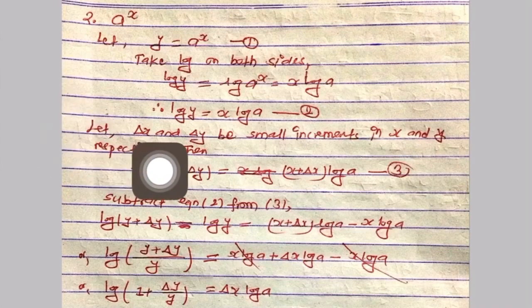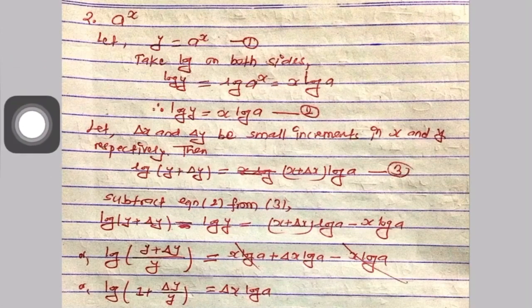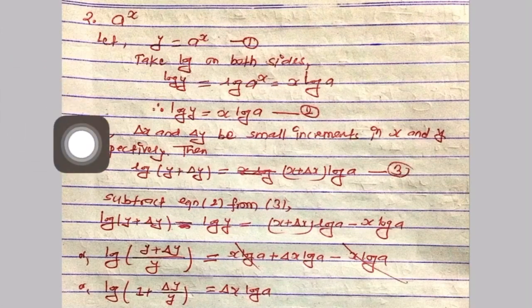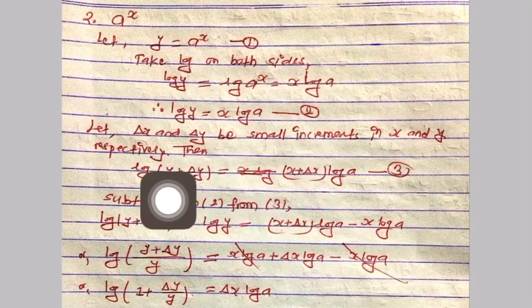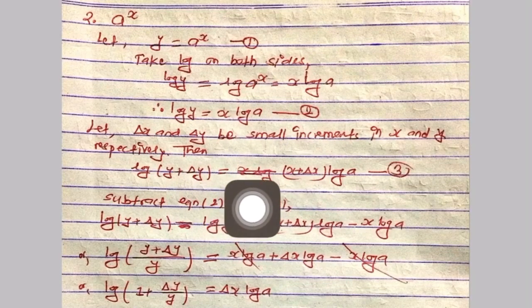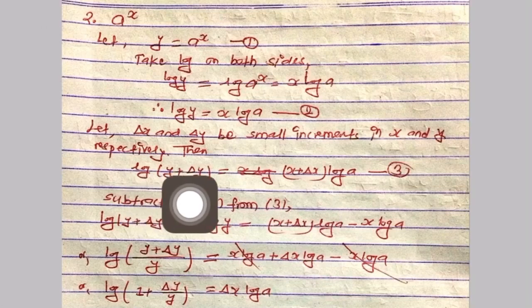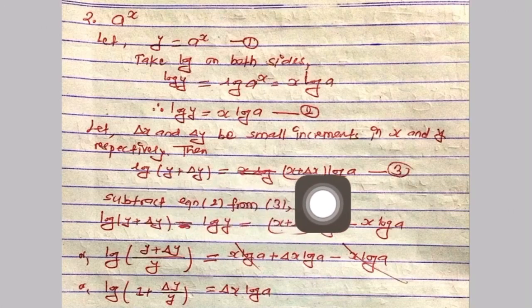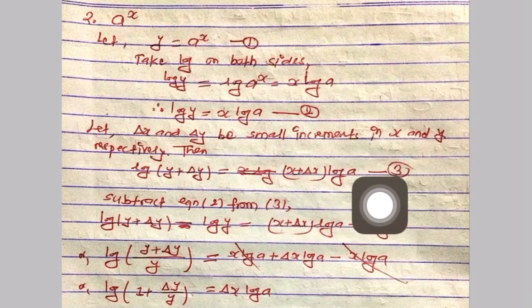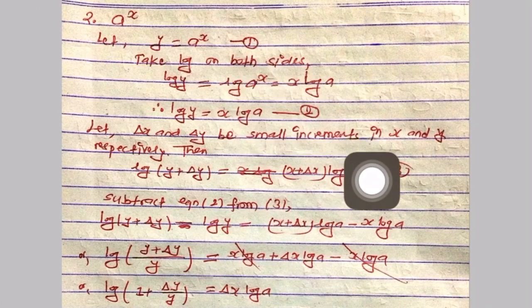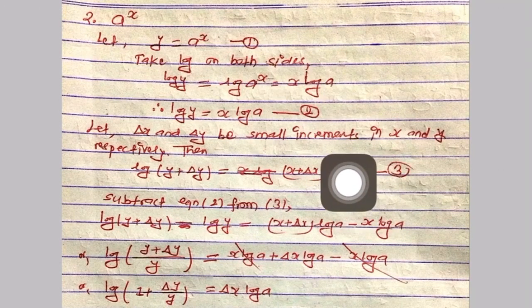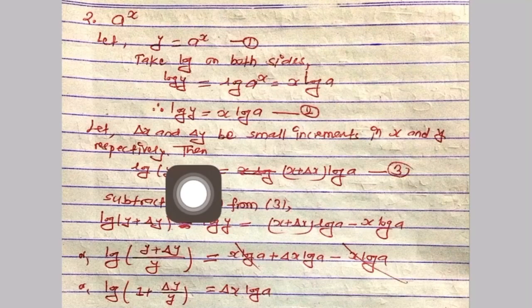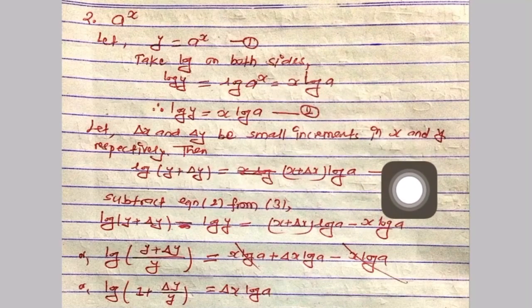Now we consider del x and del y being small increments in x and y respectively. Then we can write equation 2 in terms of y plus del y and x plus del x as log of (y plus del y) is equal to (x plus del x) times log a. There is no variable inside the log, so there is log a only. This is equation 3.